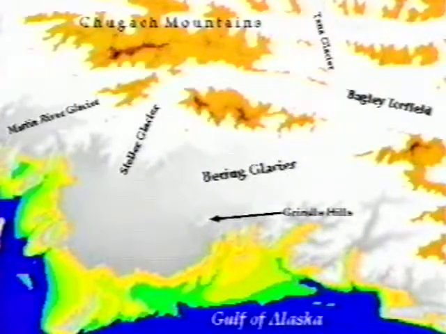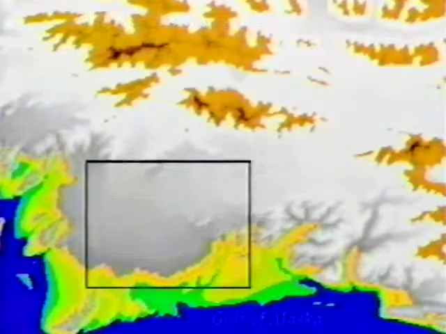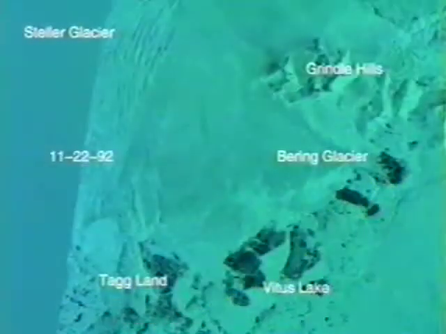Using data from the European remote sensing satellite ERS-1, radar images of the Bering Glacier were recorded from November of 1992 through June of 1994. A total of 16 satellite images were processed for the region of the glacier outlined by the box. Supercomputers were used to correct and align the images with known geographic features. This process, called terrain correction, allows the sequential images to be viewed like a time-lapse movie.